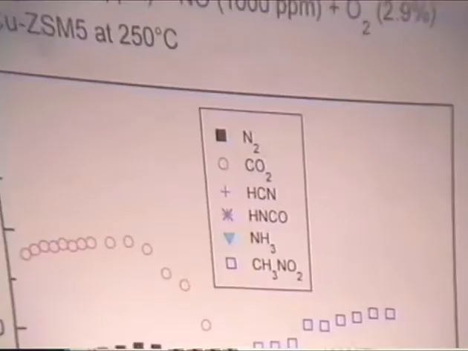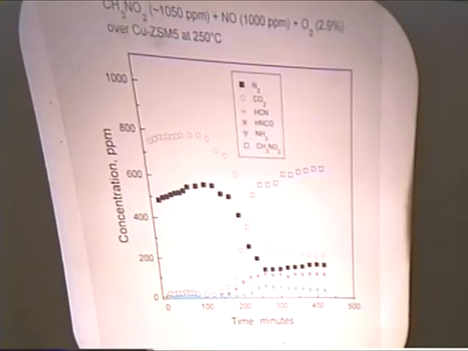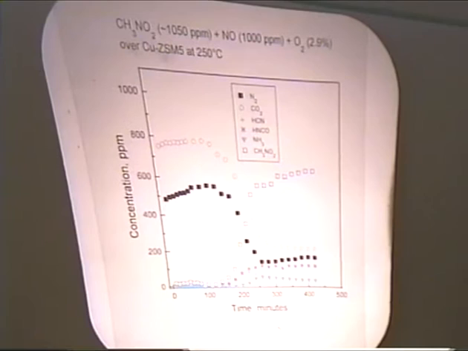So that's at 250 degrees, deactivation after 2 hours or so. CO2 and ammonia production falling, nitromethane breaking through, and some isocyanic acid as well, and some ammonia now. In the deactivated stage, you can start to see some ammonia.